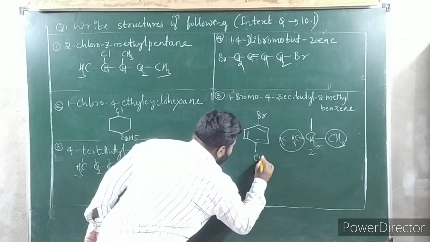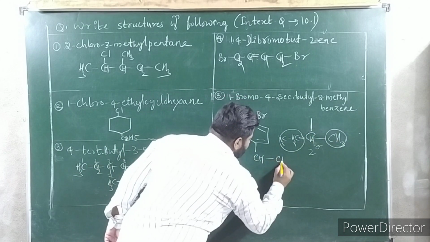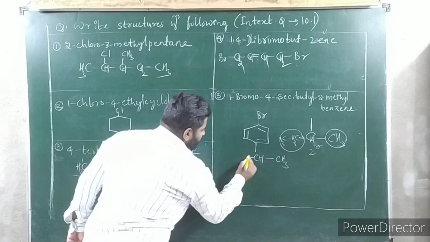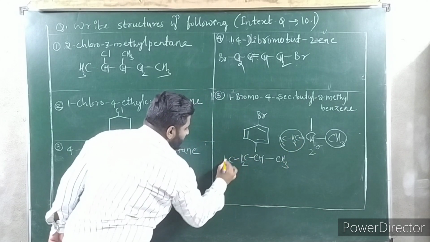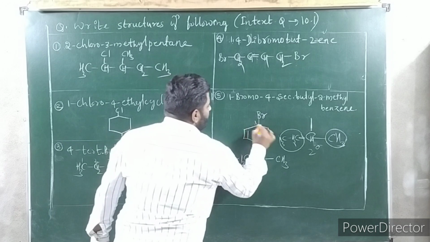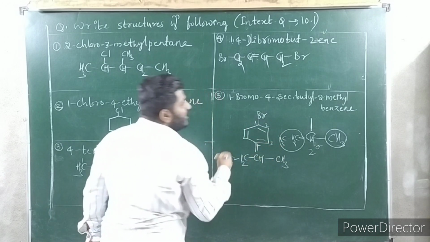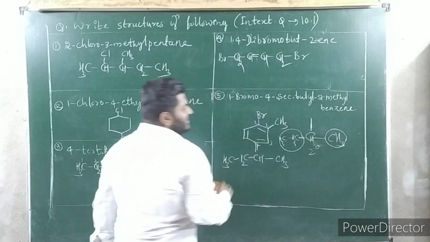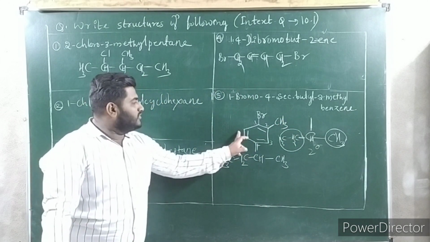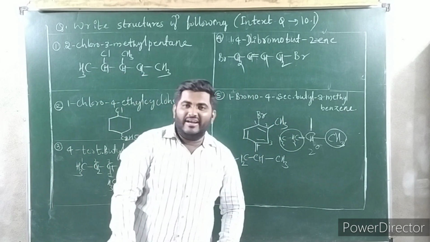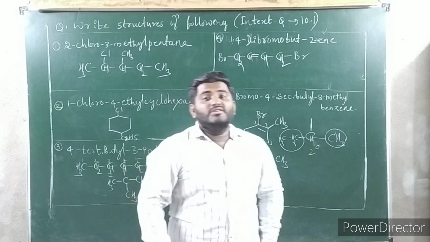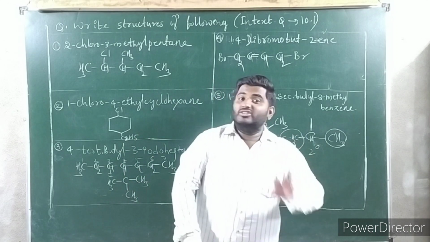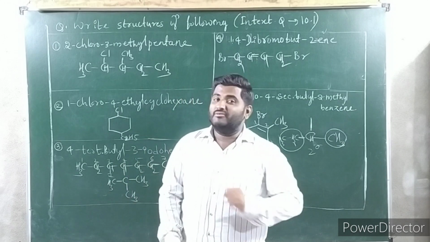Yes, tell me CH. This side CH3. This side CH2 and CH3. This is 1, 2, 3, 4. And one more is there. 2-methyl. Second position, what is there? Methyl, CH3. So this is the structure of this compound. I hope you are getting it. So this is how you have to write the structure if the name is given to you.